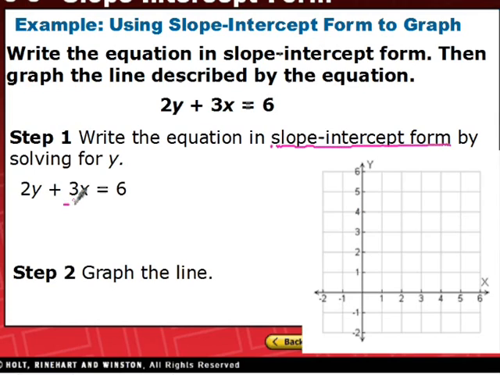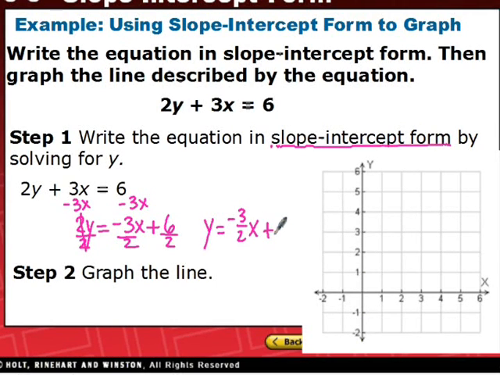Instead, we're going to take 3x away from each side, and we're going to rewrite it as negative 3x plus 6. And then we're going to divide everything by 2. And we're going to write it one more time. And we get y equals negative 3/2 x plus 3. And now we can graph it.